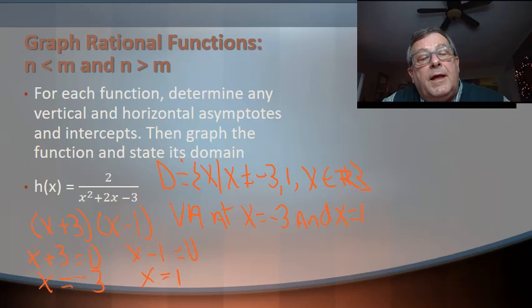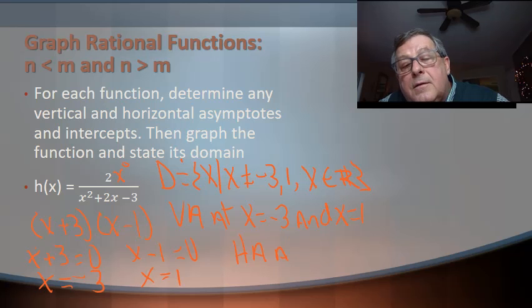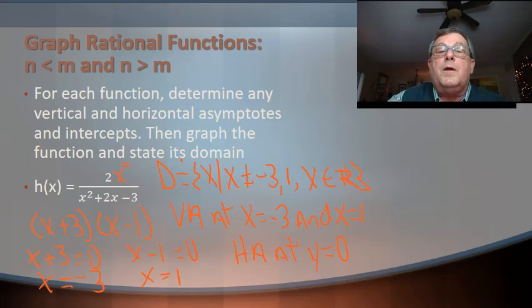Now, what about my horizontal asymptotes? Well, let's see. Even though this doesn't have x to the 0 power, I could actually assume that because x to the 0 power is just going to equal 1. And so the highest power of a variable in the numerator is less than the highest power in the denominator. And so by rule, then the horizontal asymptote is going to be at y equals 0. So my horizontal asymptote is at y equals 0. Got to go back to those rules if you don't remember it.